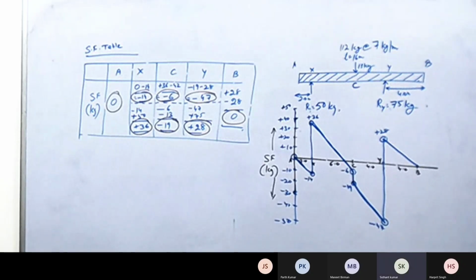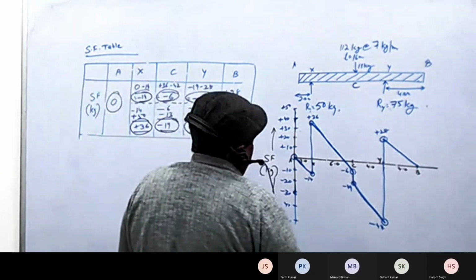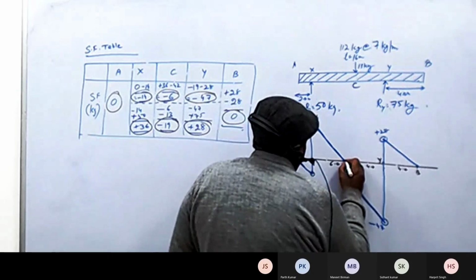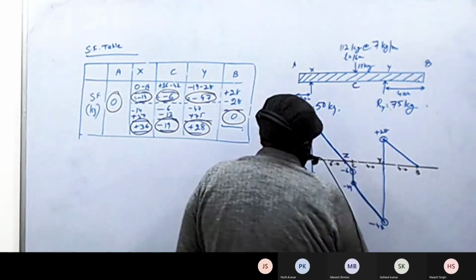अब ये बताओ, other than these points A, X, C, Y, B, do you think there is any other point to be taken on board for BM? Yes, sir. The point next to C on the left side, where it is cutting the x-axis, right? Yes, sir. So let me call this point as Z. So we are introducing a new point Z.